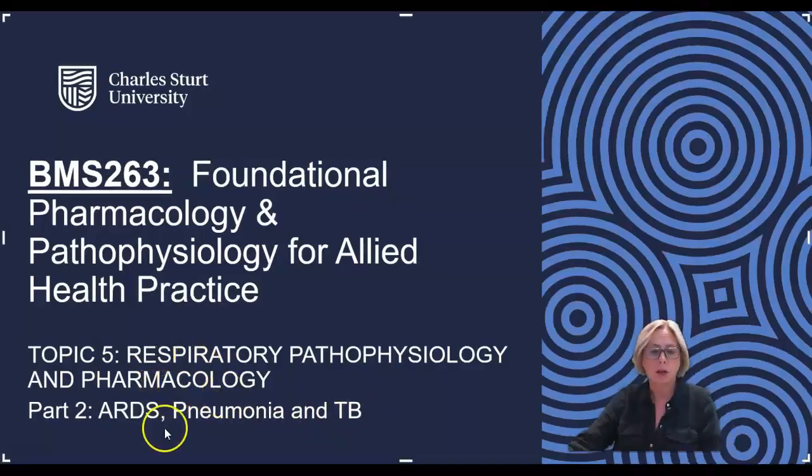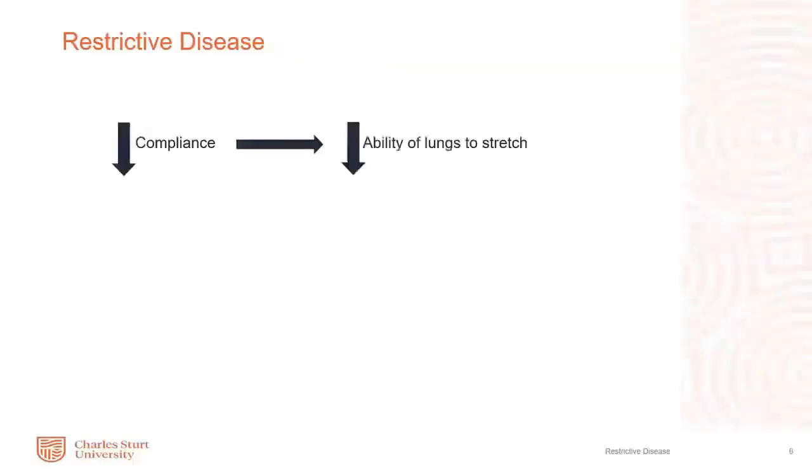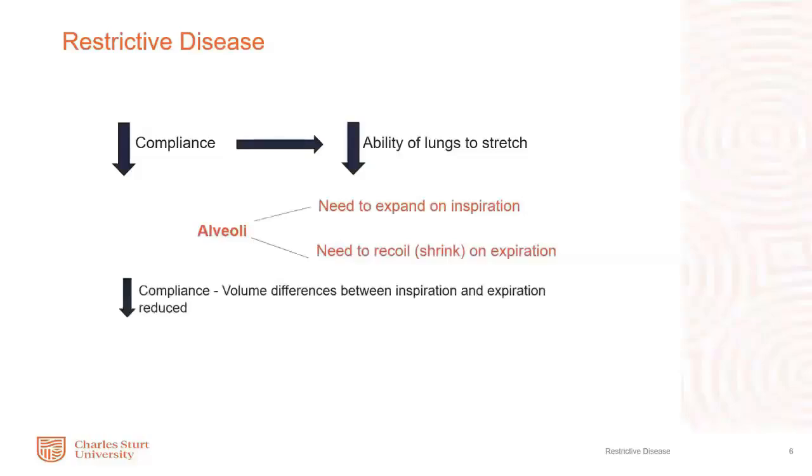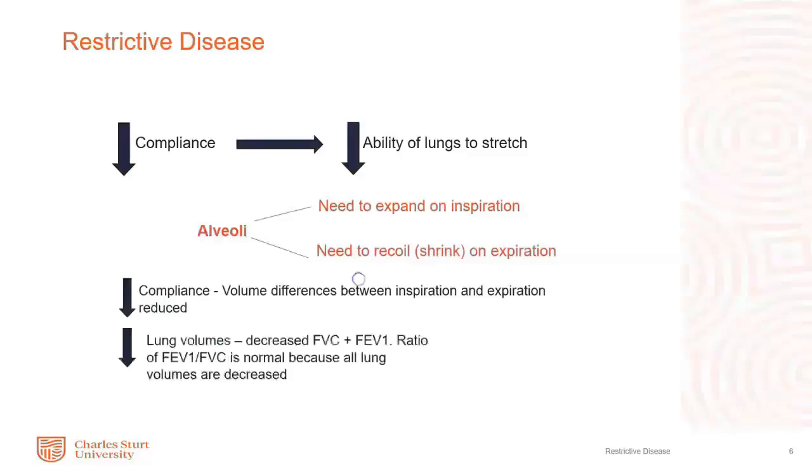Now before we start on ARDS, I just want to do a little overview of restrictive disease. Remember, with restrictive disease, we're talking about decreased compliance, which is another word for a decreased ability of the lungs to stretch. The alveoli need to be able to expand on inspiration, but also need to be able to recoil on expiration. However, when there's decreased compliance, the volume difference between inspiration and expiration is reduced.